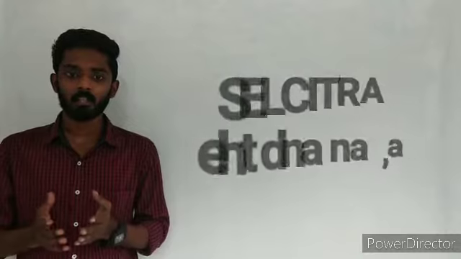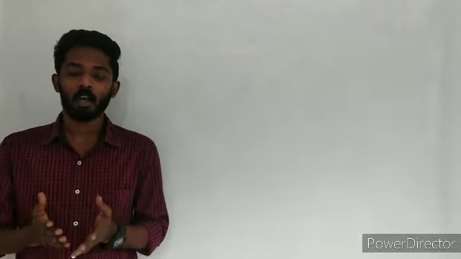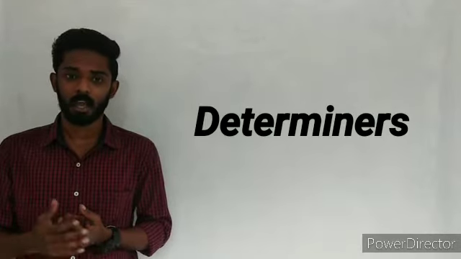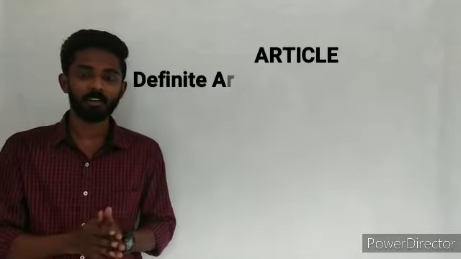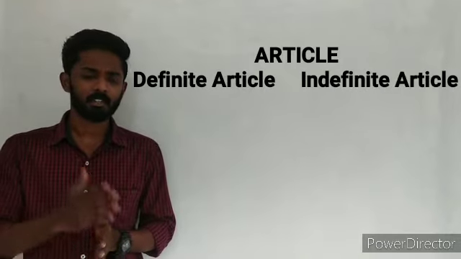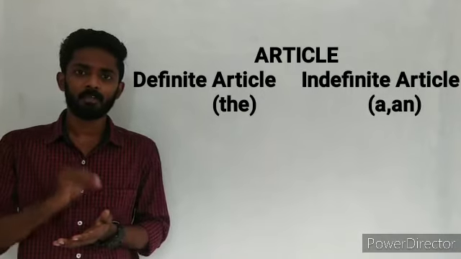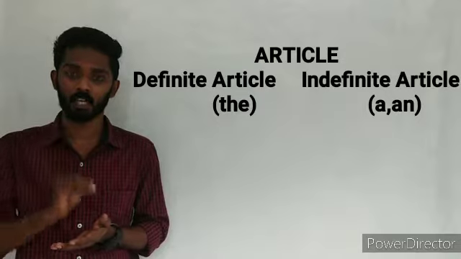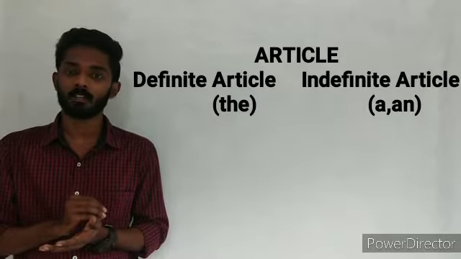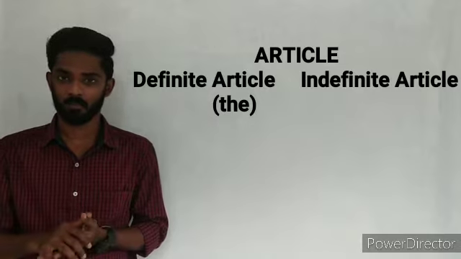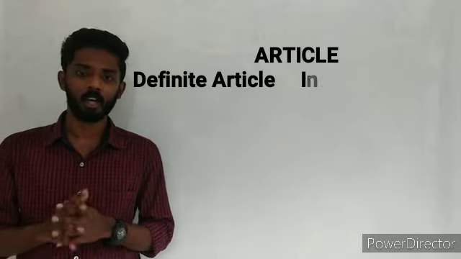They are called articles as they have a significant role as parts of speech. They are also called determiners as they affect the meaning of the noun. As you know, there are two types of articles: the definite article and the indefinite article. You might have studied all this in your previous classes. So the definite article is the, and the indefinite articles are a and an. So this is a brief idea about articles.